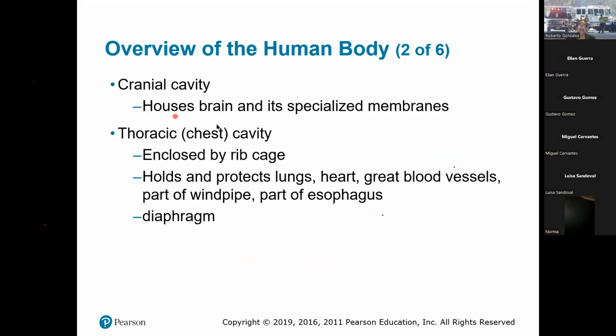The cranial cavity houses the brain and its specialized membranes. And when we're talking about the membranes, there are 3 of them: the pia mater, the dura mater, and the arachnoid membrane. Pia mater basically is the internal one, like a lining that the brain has. So let's say you have your brain. The layer that's closest to the brain itself is called the pia mater. The middle one is your arachnoid because it looks like spider webs, and then the outer would be your dura mater, which basically means tough mother.